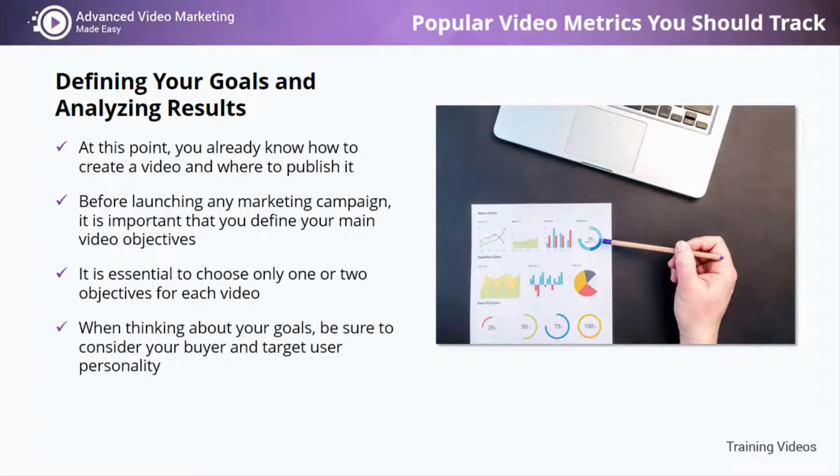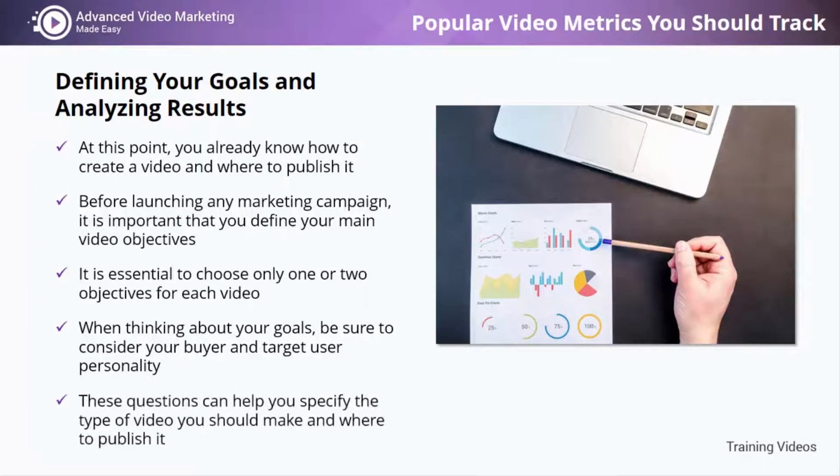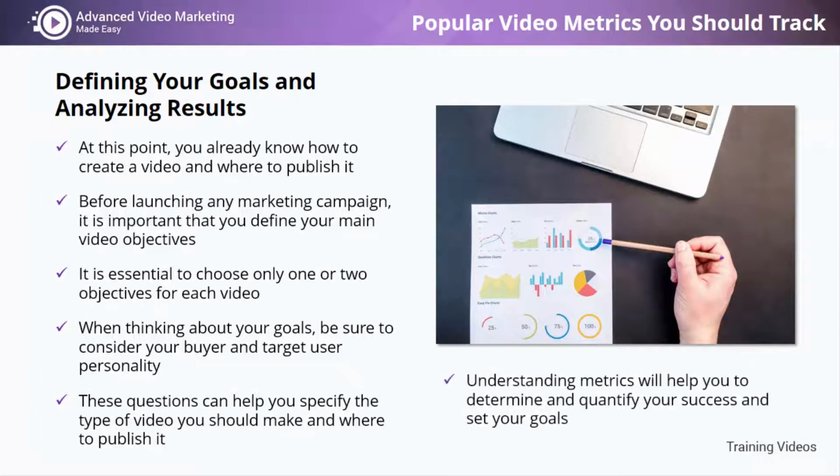When thinking about your goals, be sure to consider your buyer and target user persona. You can ask yourself questions like, how old are they? Where do they live? What are their interests? These questions can help you specify the type of video you should make and where to publish it. Understanding metrics will help you determine and quantify your success and set your goals. These are the popular metrics you can see when posting a video and keeping track.